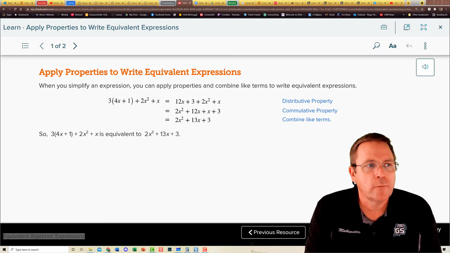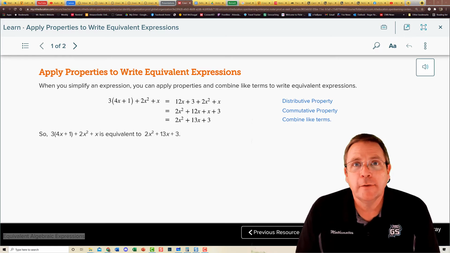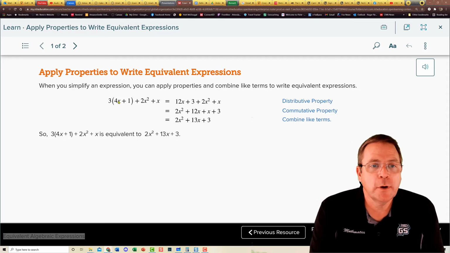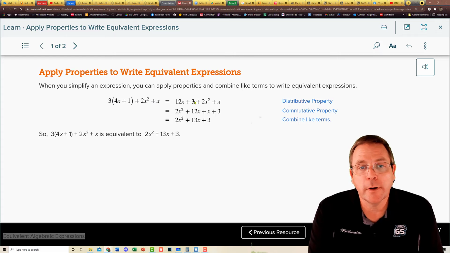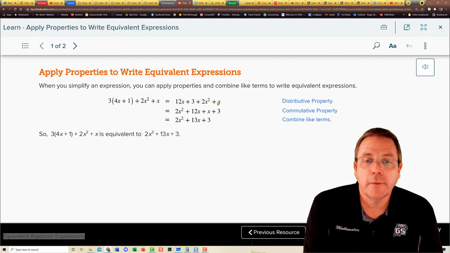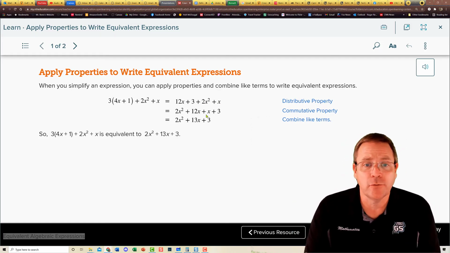Let me get my camera thing out of the way, and we're going to apply these same properties to write equivalent expressions. And they've shown where they have taken this expression right here and they simplified it out using the distributive property, and that gave them this, because 3 times 4x was 12x, 3 times 1 was 3, everything else at 2x squared plus x stayed the same. From there, they use the commutative properties to put it in what we call standard form.